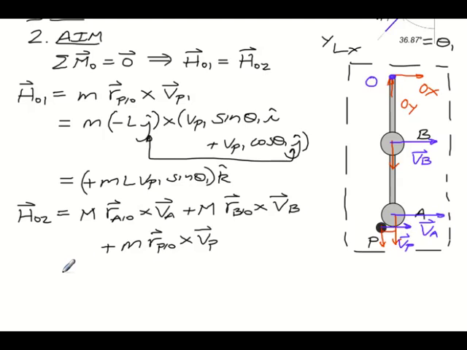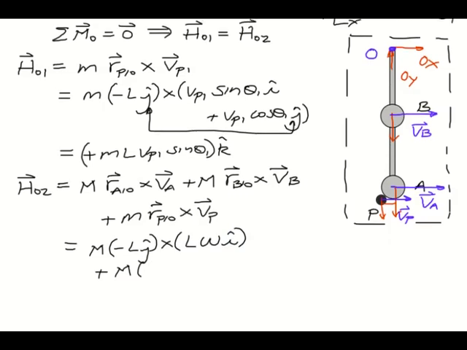Okay, so I'm going to write this term by term here. O to A is going to be minus L j. The velocity of A, we know it's in the x, and since it's rotating about O, its velocity is going to be L times the omega for the bar in the i. Do the same thing for B.